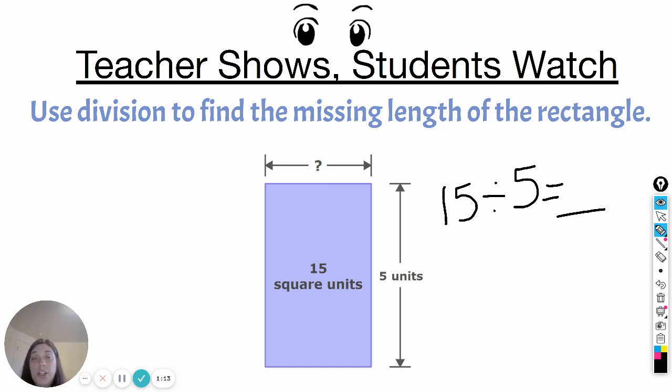We know in division that we can count by the small number until we get to the big number, and that will give us our answer. So we're going to count by 5s until we get to 15. 5, 10, 15. We had to count 3 times. So that means this missing side length is 3.